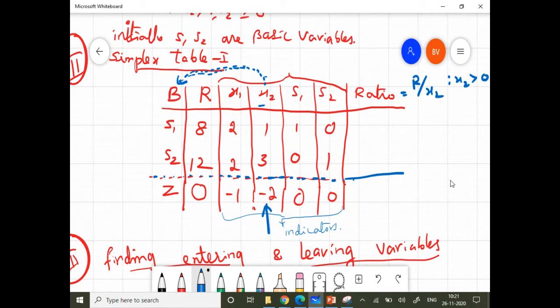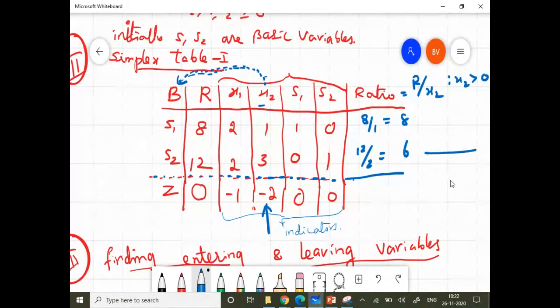Ratio will not be calculated for this row. Okay, what do you have to do now? The R column is 8. The X2 column is here. A term by term division. So 8 over 1 is 8. Next, 12 over 2 is 6.